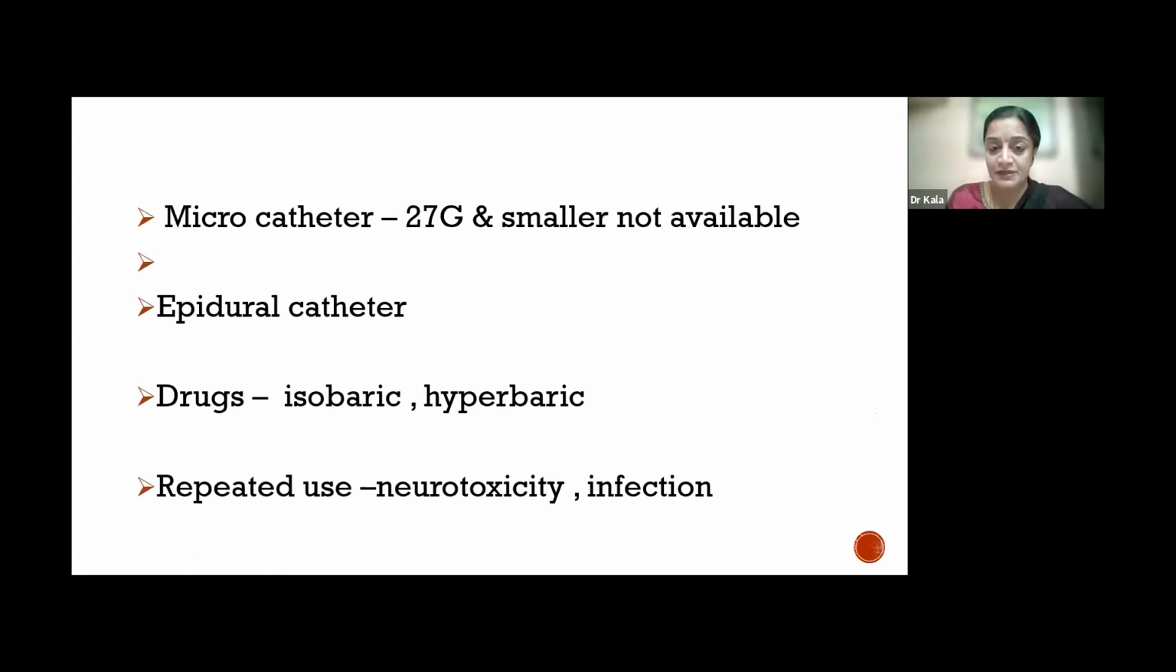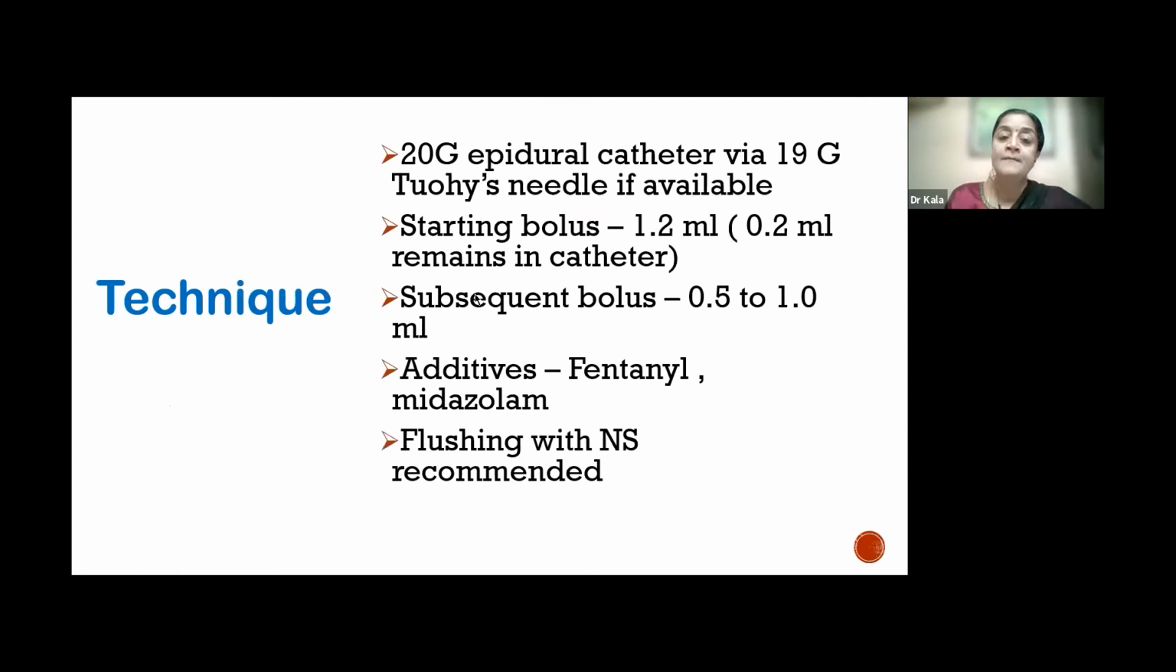A microcatheter is to be used, that is 27 gauge and smaller, but it's not available in India. Therefore, we use the smallest available epidural catheter, that is the 19 gauge. Drugs, you can use either isobaric or hyperbaric, but keeping in mind that repeated use can cause neurotoxicity and infection. Okay, you can start the bolus.